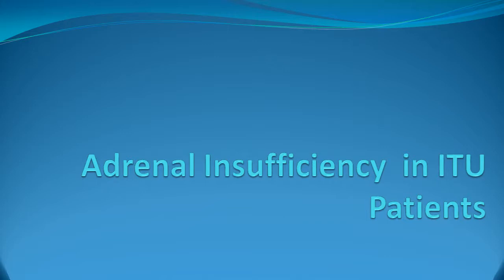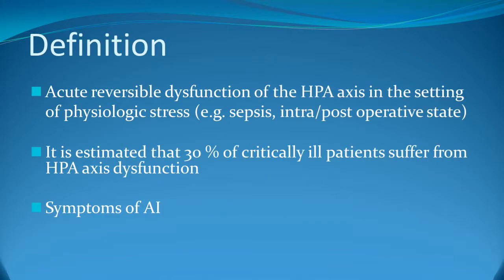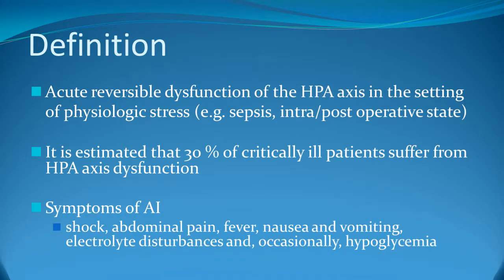Adrenal insufficiency in ITU patients. It is the acute reversible dysfunction of the HPA axis in the setting of physiological stress such as sepsis, intra-abdominal or post-operative state. It is estimated that 30% of the critically ill patients suffer from HPA axis dysfunction and symptoms of adrenal insufficiency.